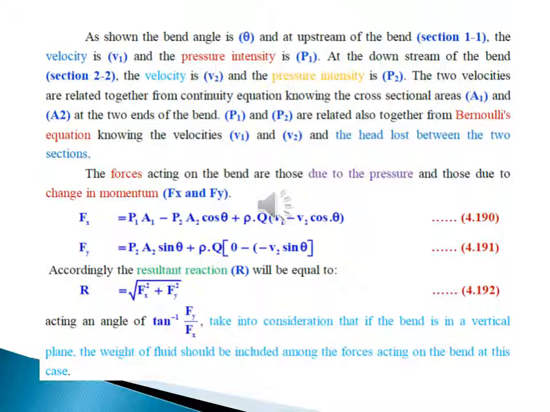As shown in the previous figure, the bend angle is theta, and at the upstream of the bend section 1-1, the velocity is v1 and the pressure intensity is p1, while at the downstream of the bend section 2-2, the velocity is v2 and the pressure intensity is p2. The two velocities are related together from the continuity equation, knowing the cross-sectional areas A1 and A2 at the two ends of the bend. P1 and P2 are related also together from the Bernoulli equation, knowing the velocities v1 and v2 and the head loss between the two stations.